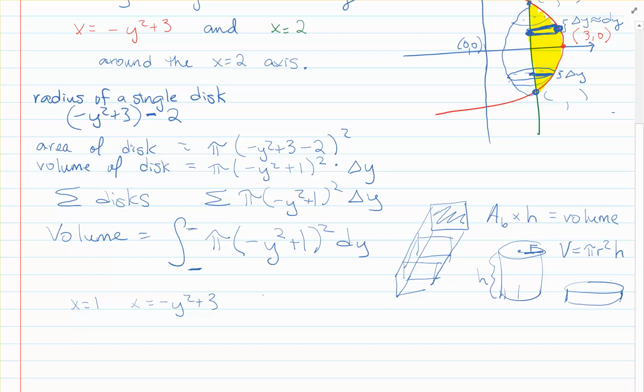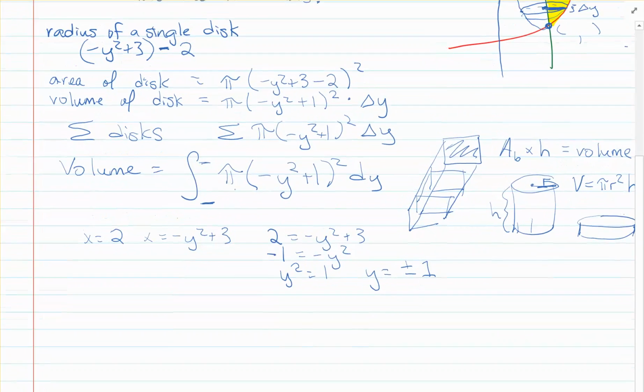Set them equal to each other. So 1 equals negative y squared plus 3. Subtract 3 from both sides. Oh, it's not x equals 1, it's x equals 2. That's going to make my math actually a lot easier. So 2 is negative y squared plus 3. Subtract 3, I get negative 1, and so y squared equals 1, or y is plus or minus 1. So we really want to be integrating now from negative 1 to positive 1.